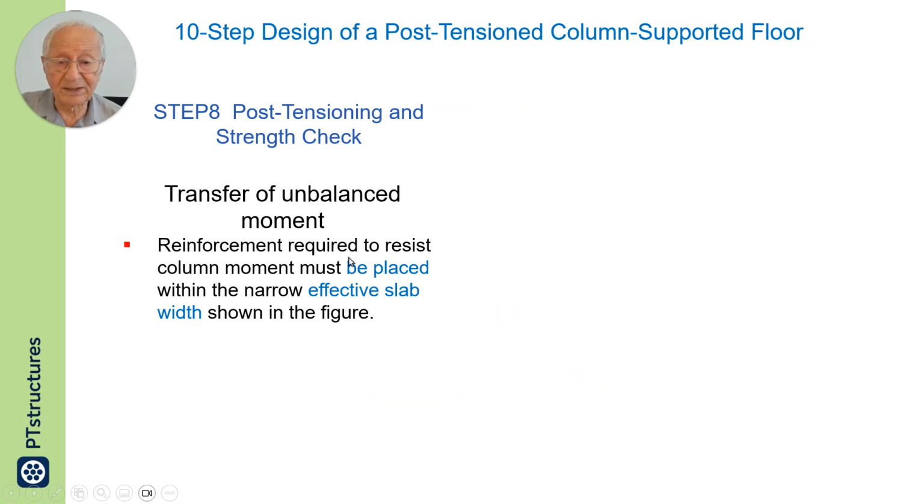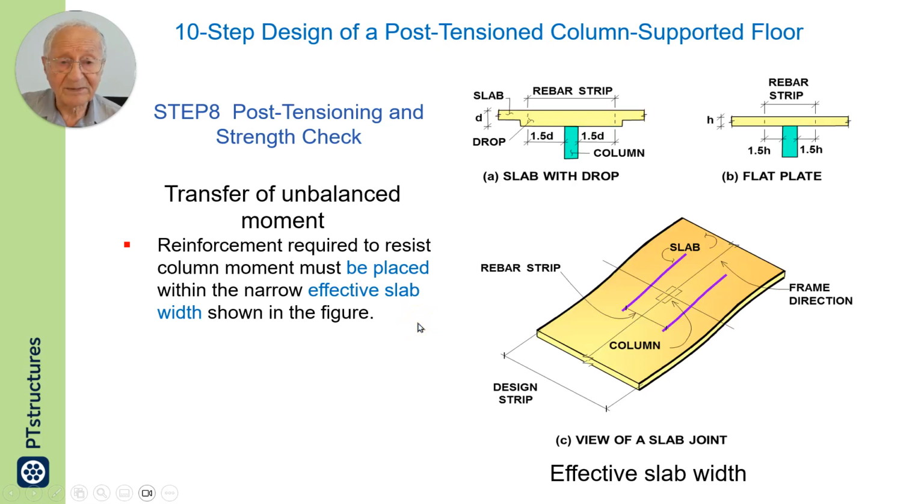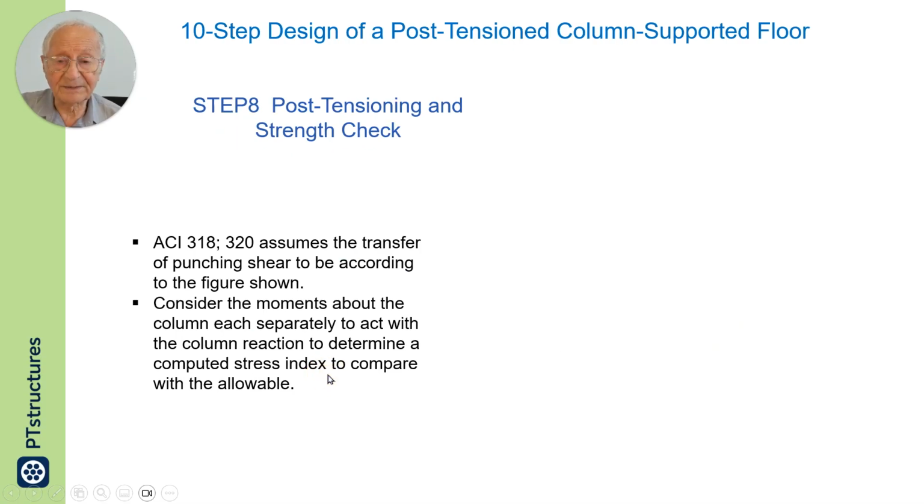Reinforcement required to resist column moment must be placed within the effective width of the support, and the effective width of the support over the column is defined to be this length, 1.5 times slab thickness on each side.